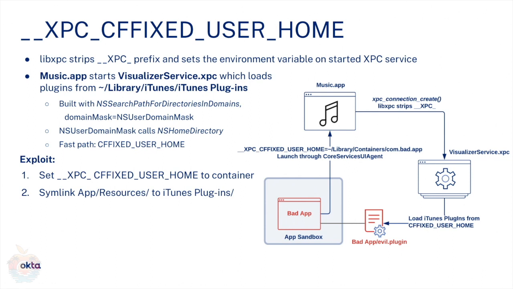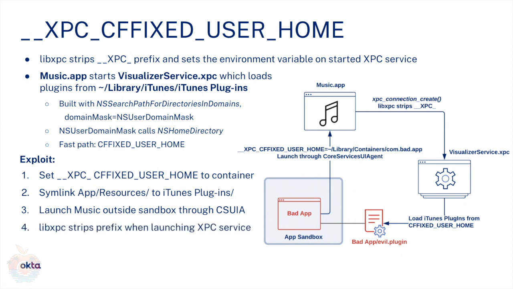So we do this symlink trick to build a directory structure and have this plugin available, and then we're just going to, once again, launch it through the front door. We're going to launch Music.app. Music.app is going to start its XPC service, Visualizer Service, through xpc_connection_create, at which point libxpc is going to strip the prefix and set CFFIXED_USER_HOME on that service. Then when the service tries to resolve the URI, it's going to point to inside the container, at which point the symlink is going to be traversed, and that's going to point to inside the app. And this time, we properly have a no-interaction sandbox escape.